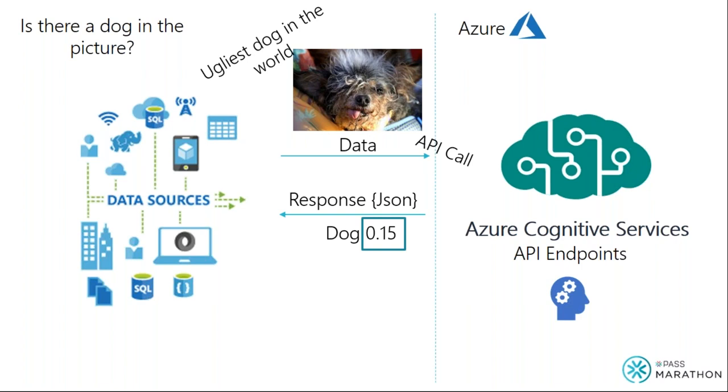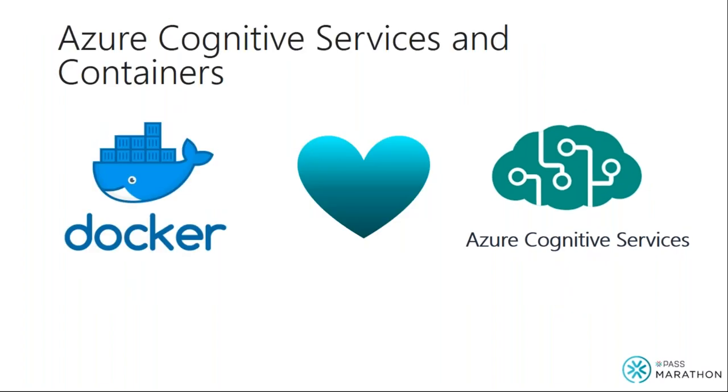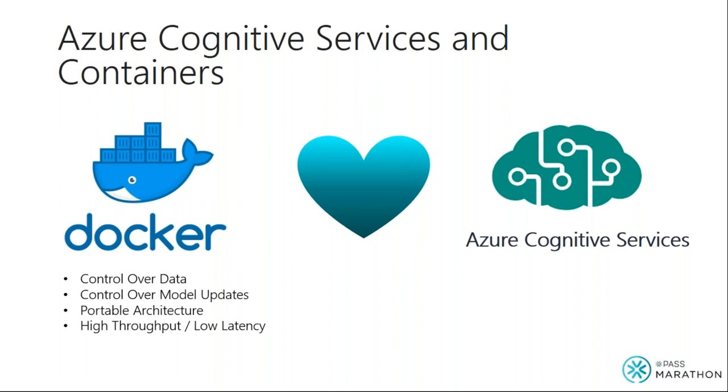In order to overcome those limitations, we're going to go with a portable architecture, and we need to include Docker containers, for example. With Docker containers, you're going to have governance and control over your data, and control over the model updates. It's going to be a portable architecture that you can deploy to pretty much any device, and you're going to solve the problem that we had before in a scenario where we are sending thousands of pictures per hour.